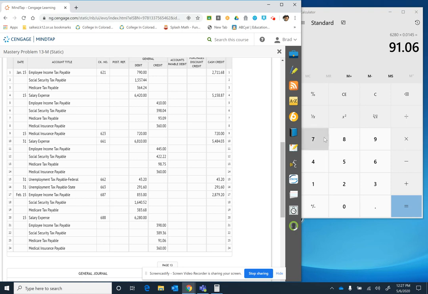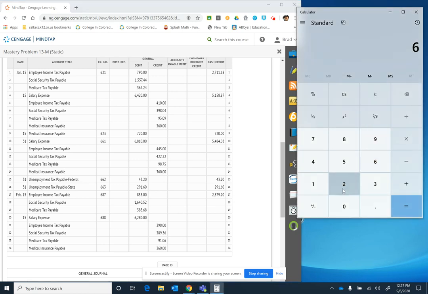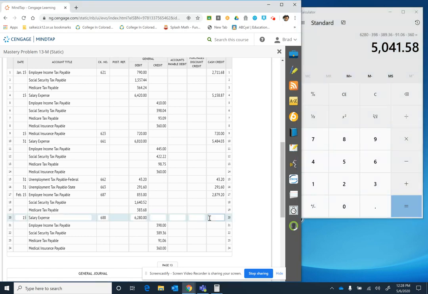Now let's figure out how much money we're going to pay our employees. So we'll take our gross pay, 6,280, minus our employee income tax payable, 398, minus our Social Security tax payable, 389.36, minus our Medicare, which is 91.06, minus 360, and that comes out to be $5,041.58. So we're going to be paying our employees for this 2-week pay period $5,041.58.